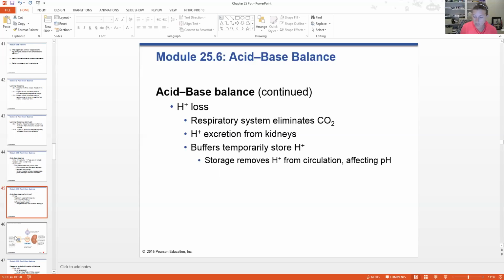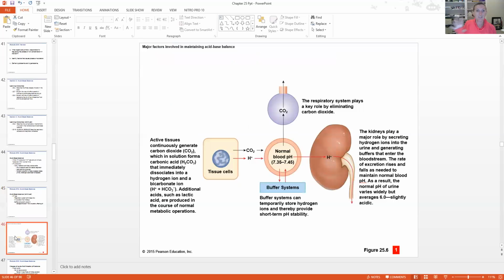Either way, excess hydrogen ions are excreted from the kidneys. We learned that in the last chapter. And there are, of course, buffers that are going to temporarily store hydrogen ions, basically removing them from circulation. This is going to affect our overall pH as well. So here's all of the key parts: the respiratory system, our urinary system, buffer systems in place, and then the tissue cells.